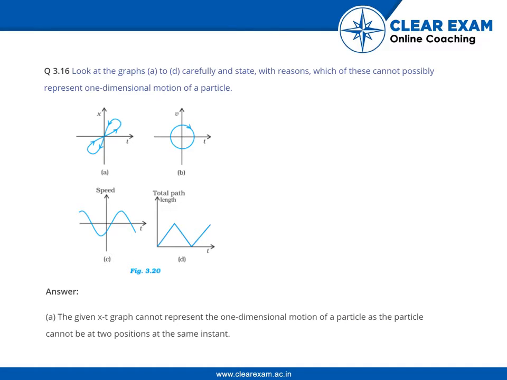This particular graph x versus t cannot represent the one-dimensional motion of a particle, as the particle cannot be at two positions at the same instant.